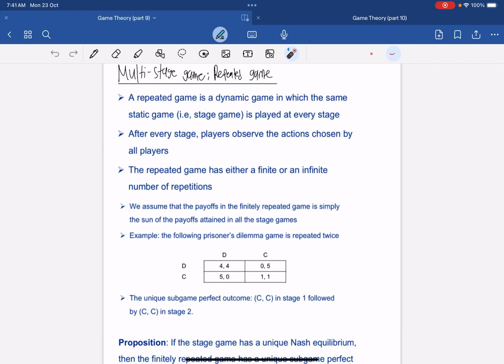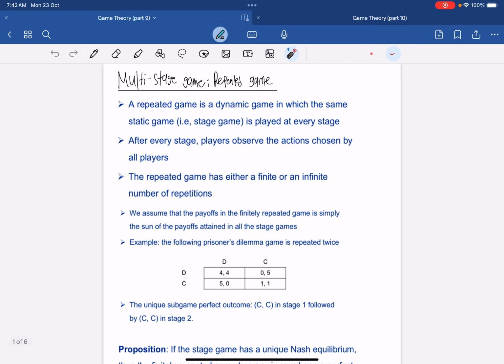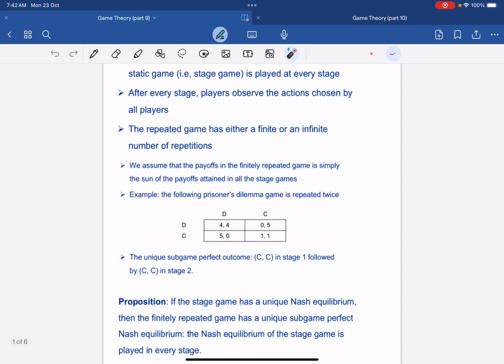So, a repeated game is just a dynamic game in which the same stage game is played at every stage. We have already seen this example in the previous video where we have a two-stage game. But let's expand on that idea and have a multi-stage game. After every stage, players observe the actions by the previous players and make their own choice based on it. The repeated game has either a finite or infinite number of repetitions.